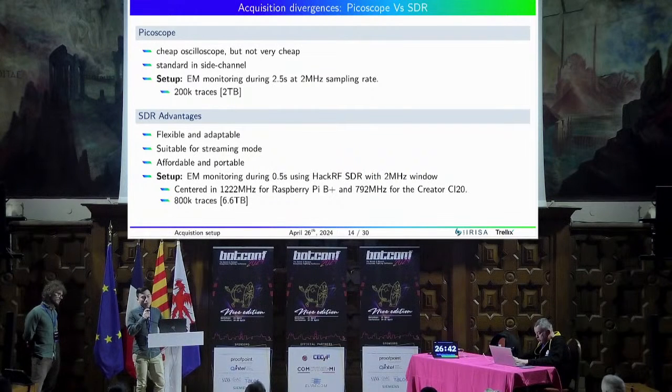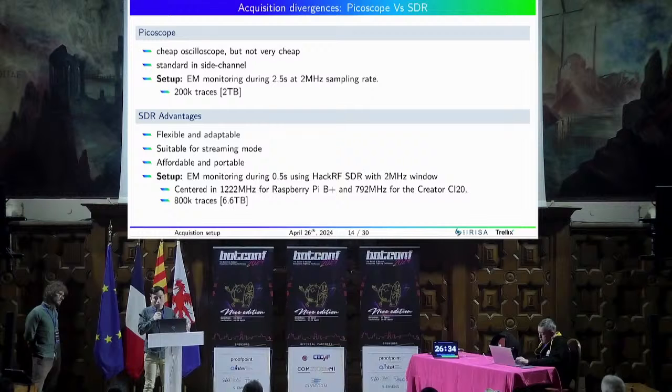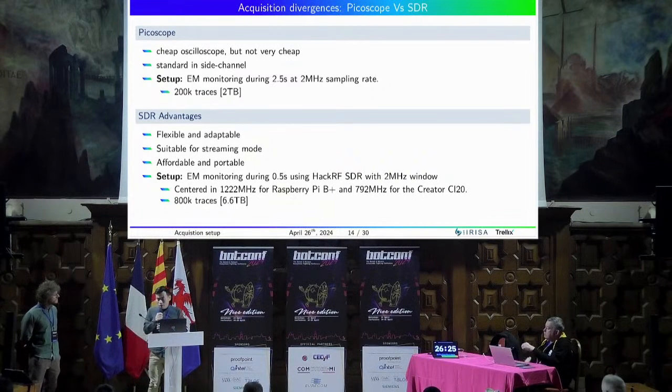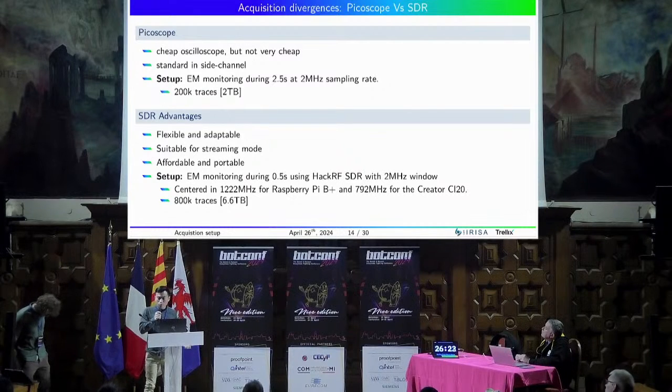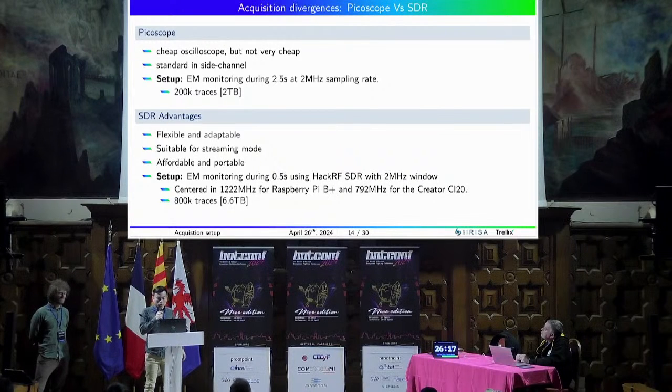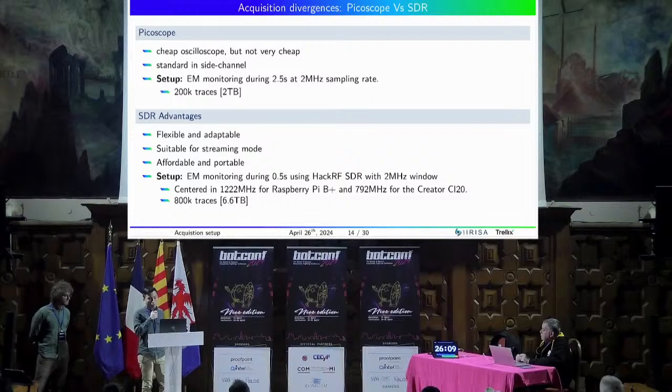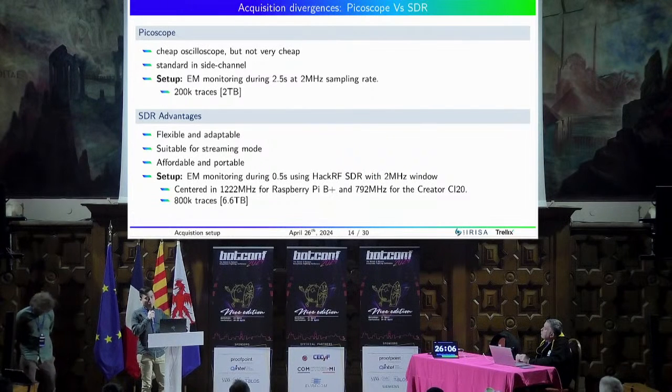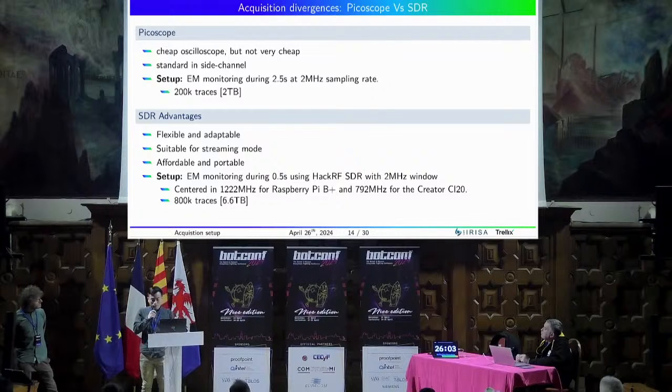Later on, with the rootkit project, we tried to be more flexible, adaptable, and more affordable as well. So we moved from the oscilloscope to the SDR, the software-defined radio. It is very portable and affordable. What we got was the HackRF SDR, which I think is about 200 euros only. We recorded for 0.5 seconds in a 2 megahertz window, and finally we got more than 800,000 traces, costing us 6.6 terabytes of data. It's for training the model.